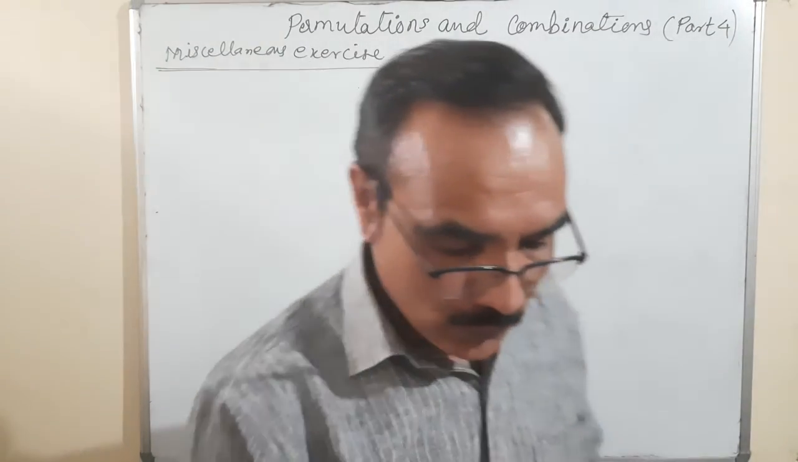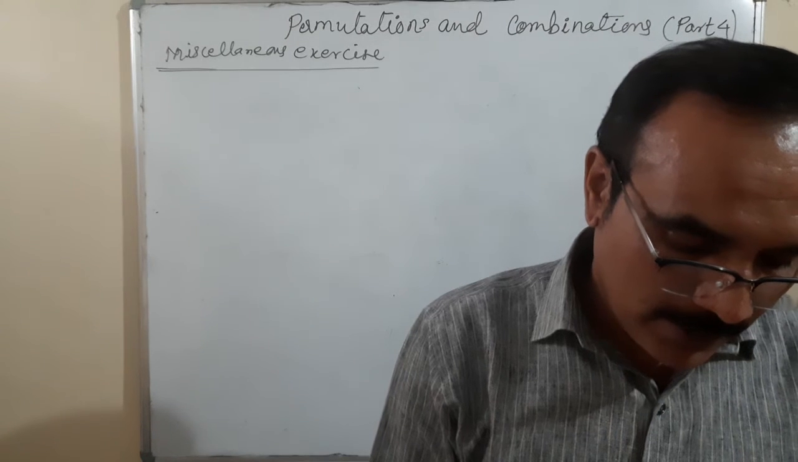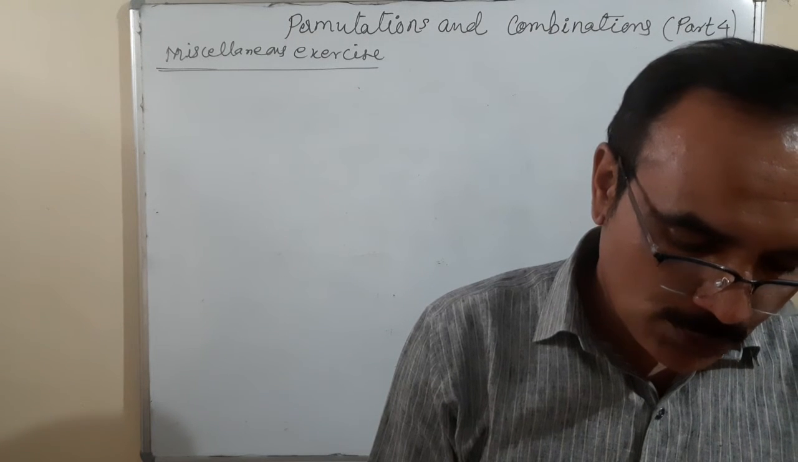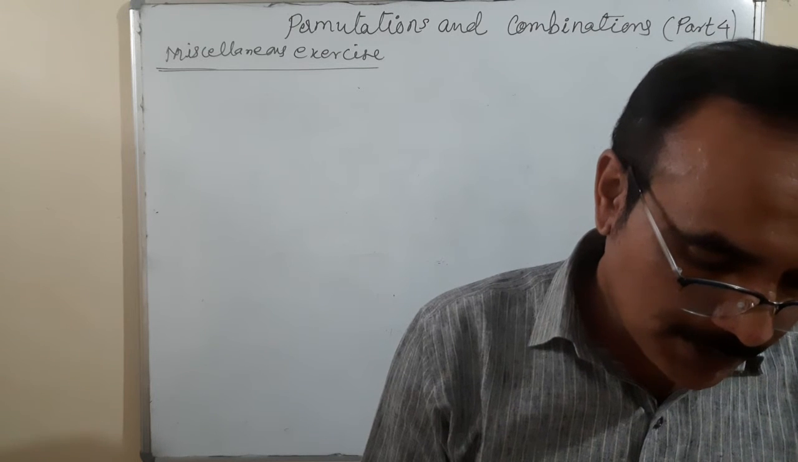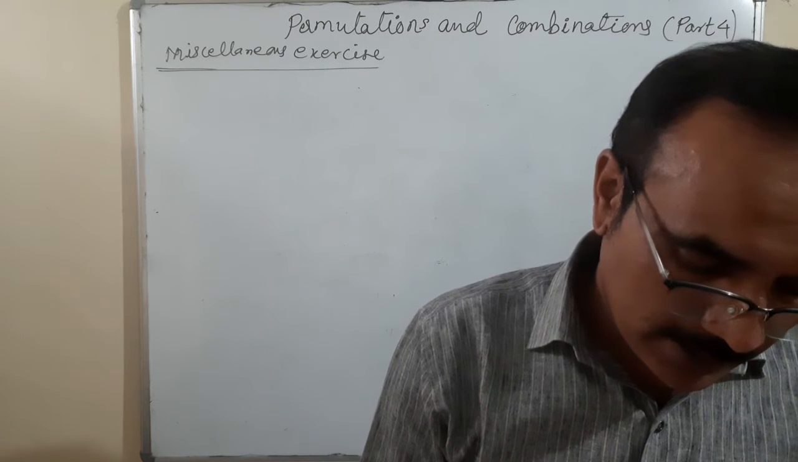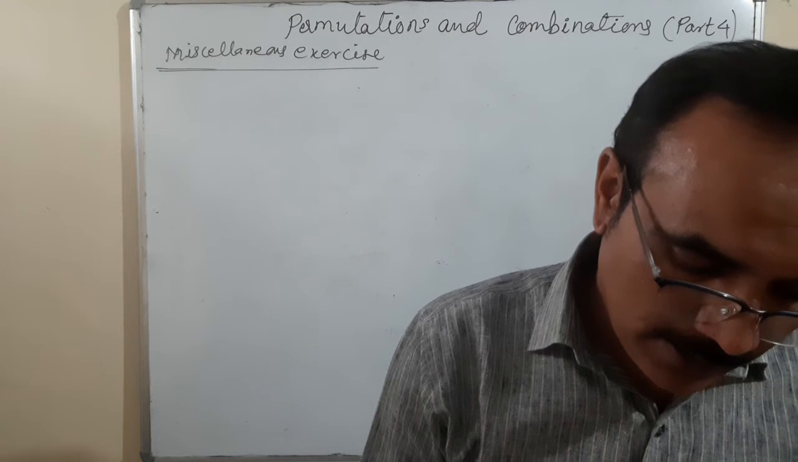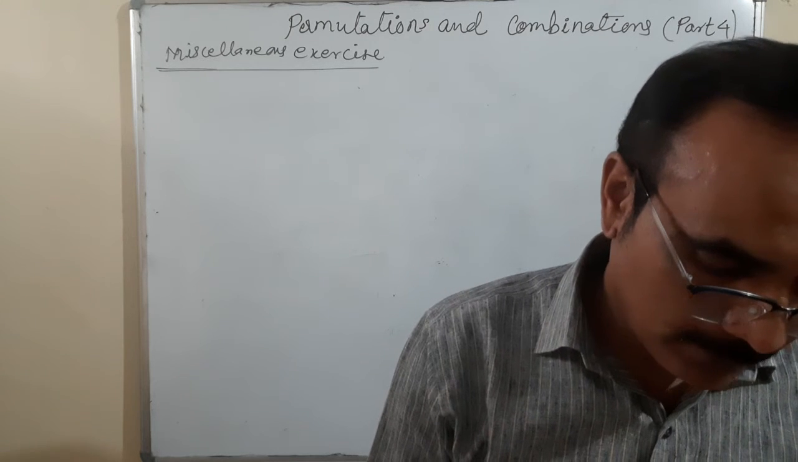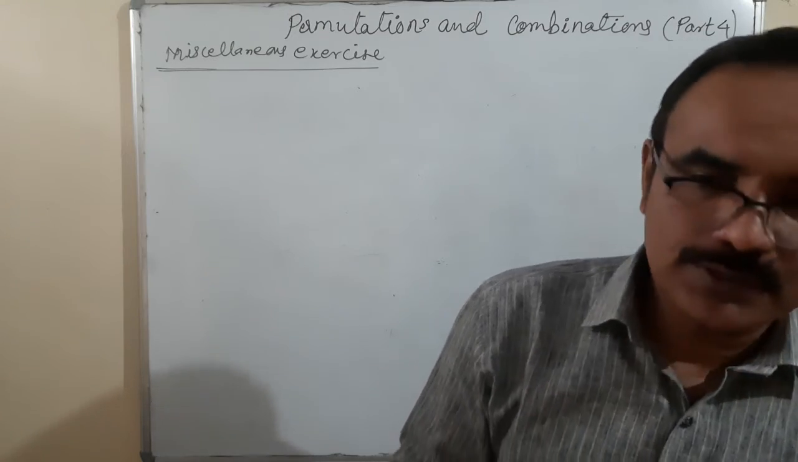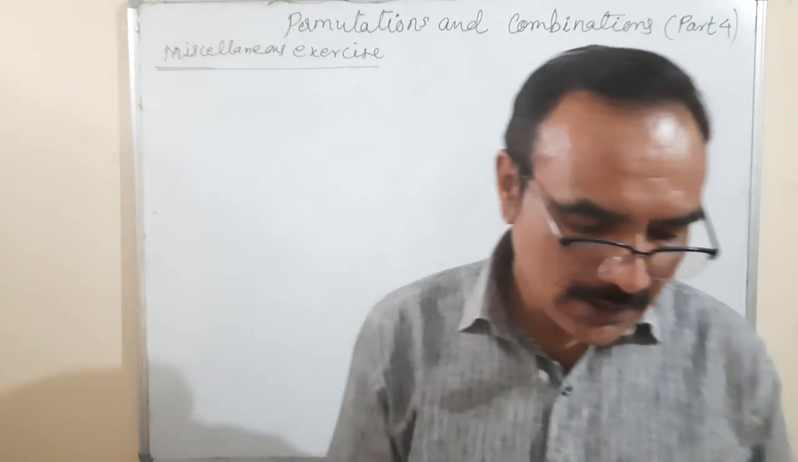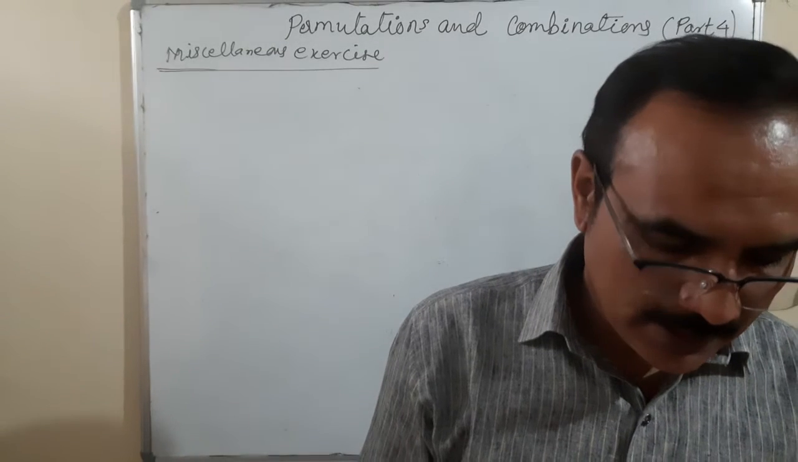And now coming to question number 10. From a class of 25 students, 10 are to be chosen for an excursion party. There are 3 students who decide that either all of them will join or none of them will join. In how many ways can the excursion party be chosen? One condition: either the 3 of them join or they will not join.